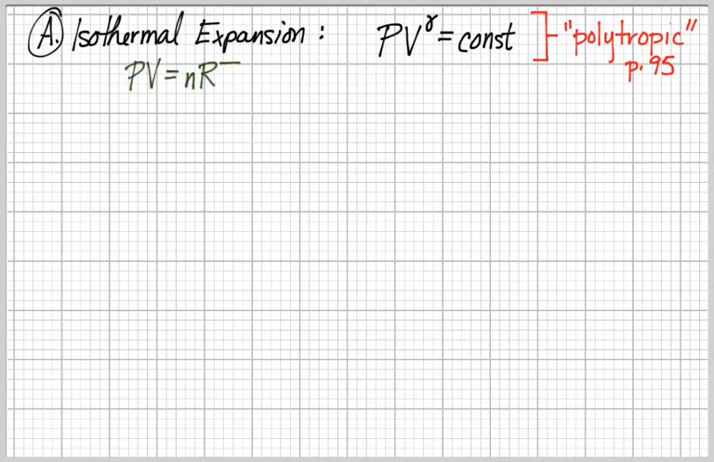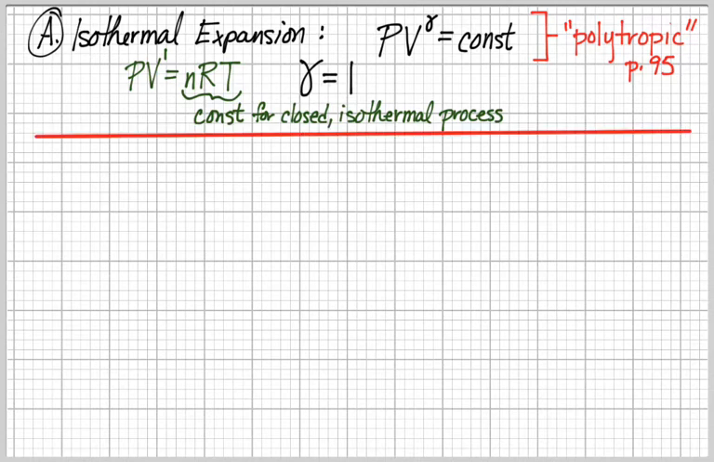In the case of an isothermal expansion, PV is going to be raised to the first power, and it's going to be equal to nRT. That is the equation of state for the ideal gas system. So n is going to be constant because it's a closed system. R is a constant because it's the ideal gas constant, and T is going to be constant because it's an isothermal process. So collectively, it's PV is equal to a constant, where gamma this time is equal to 1.